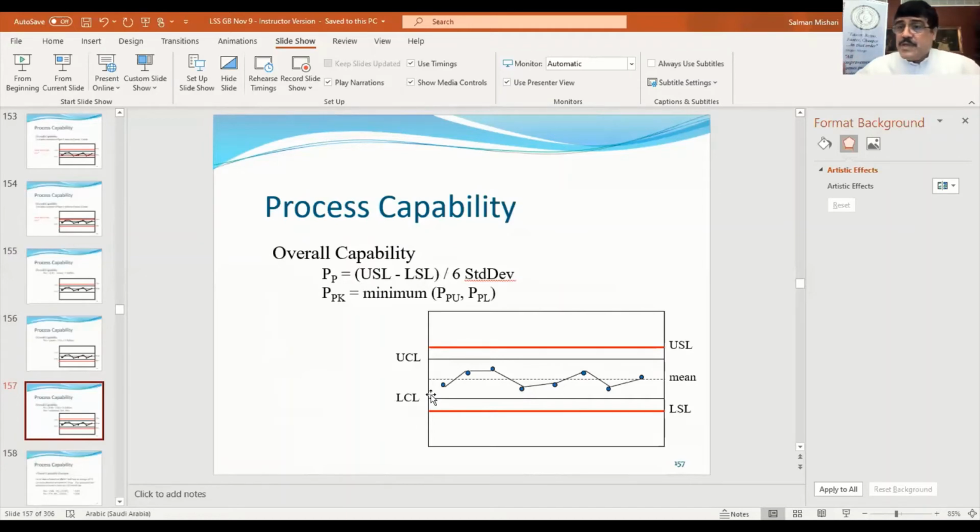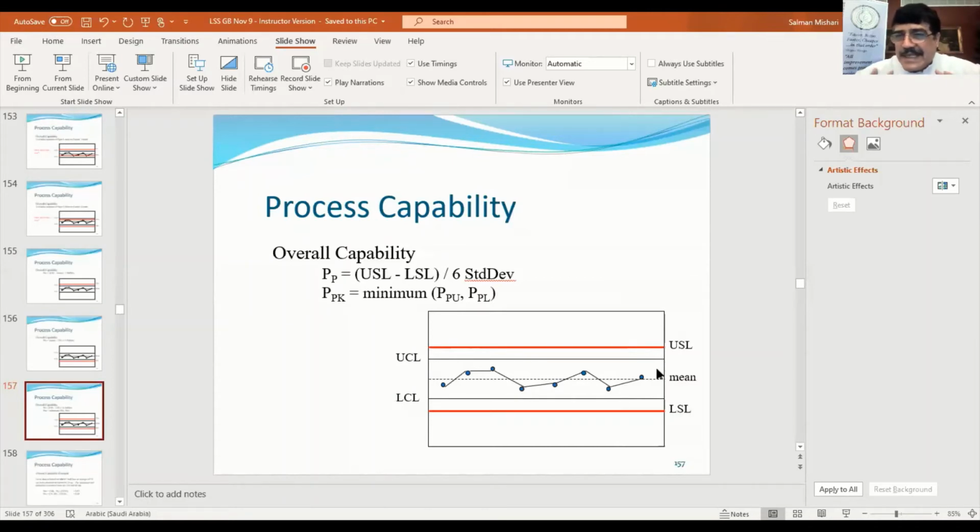The PP, which is not the PP upper, not the PP lower, is just the whole thing. The overall is basically the distance between the 2 red lines divided over the distance between the 2 black lines. And what's the distance between the 2 black lines? It's 3 plus 3, so that's 6 standard deviations. So to measure your overall capability, it's basically the upper specification limit minus the lower specification limit divided by this distance here, which is 6 sigma.